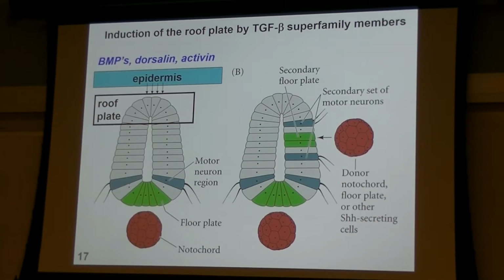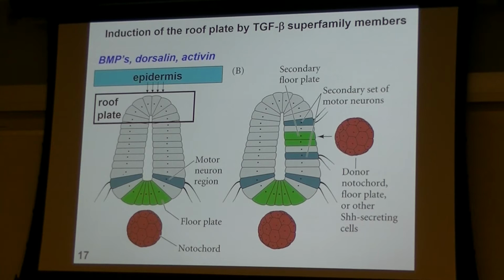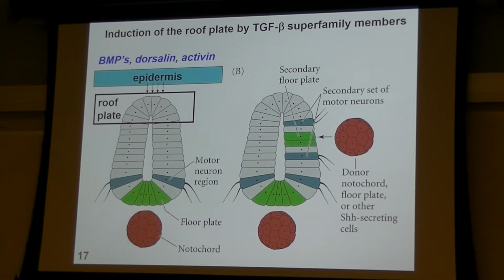So in the case of roof plate, the key factors here are several, and these include BMPs, dorsalin, and activin, and really all of them are members of the TGF-beta superfamily. So you could do similar sorts of experiments here, where now you're going to take a chunk of ectoderm tissue and place that in a new location and see how the fates of the neural tube respond to that particular source of signals.